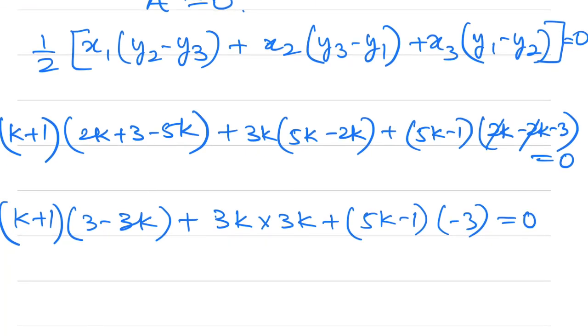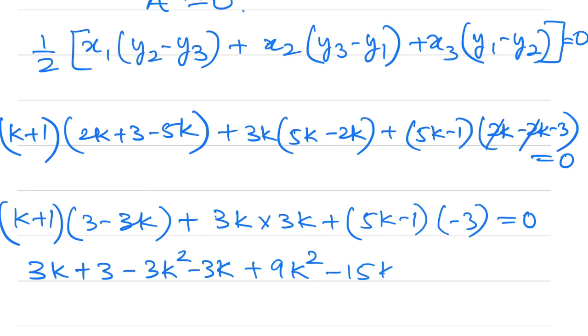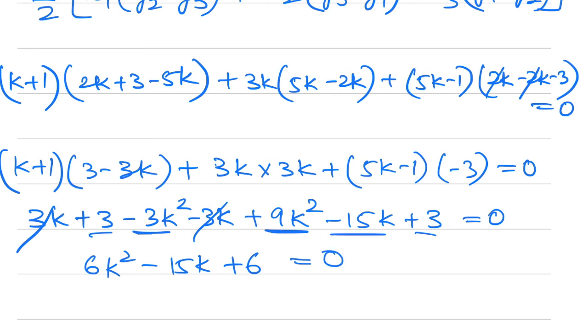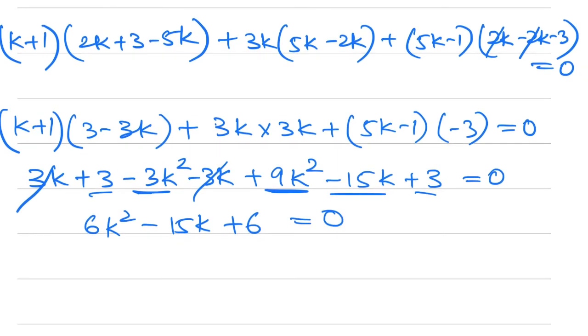So here we have to multiply now. So 3k plus 3 and minus 3k square minus 3k plus 9k square minus 15k plus 3 is equal to 0. Now let's take k square value. So we have 6k square, this gets cancelled, minus 15k plus 6 is equal to 0. 3 is common, let's take 3 common. So 2k square minus 5k plus 2 is equal to 0.